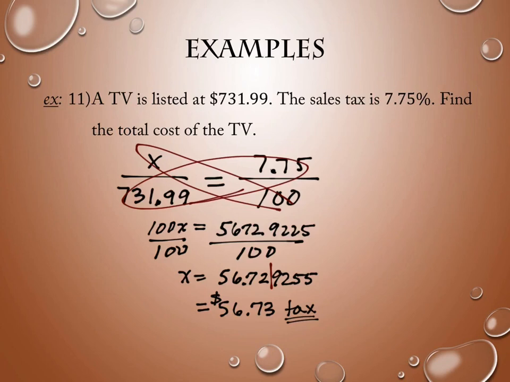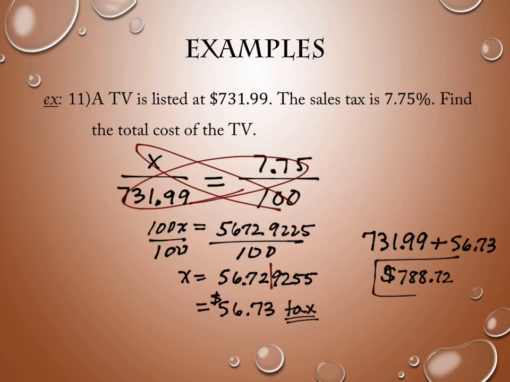Right, so we're going to take our $731.99 plus the tax, $56.73, for our grand total that we're actually going to have to pay, right? $788.72. Okay, it's a ripoff.